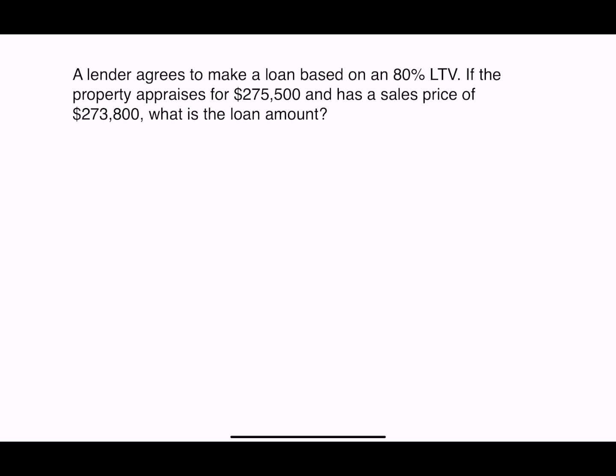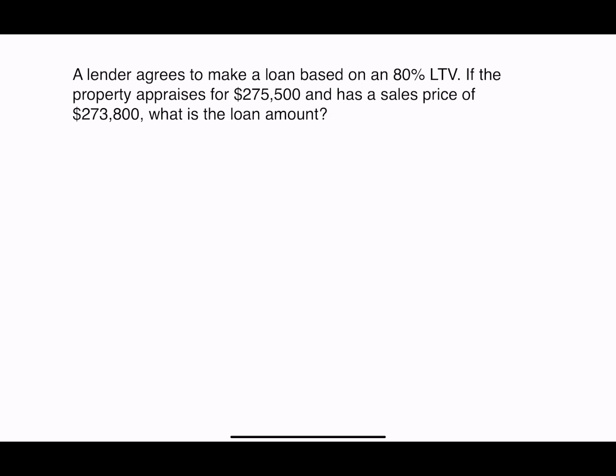Here goes number 1. A lender agrees to make a loan based on an 80% LTV. If the property appraises for $275,500 and has a sales price of $273,800, what is the loan amount?